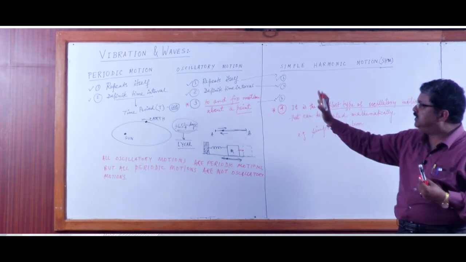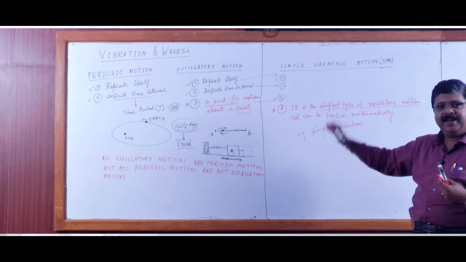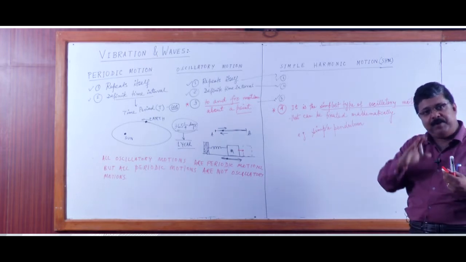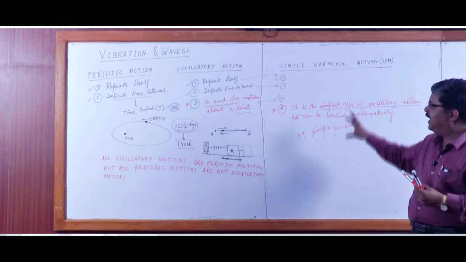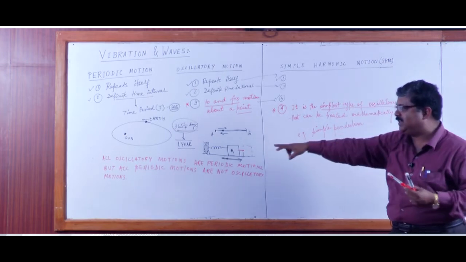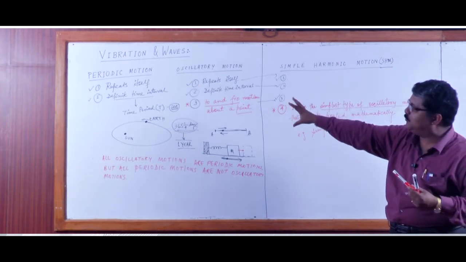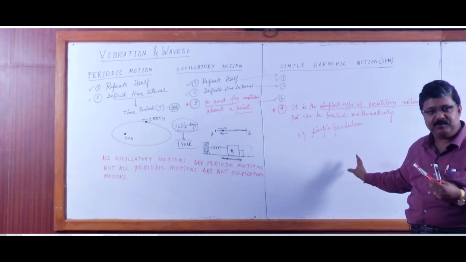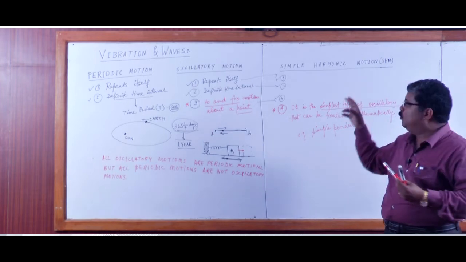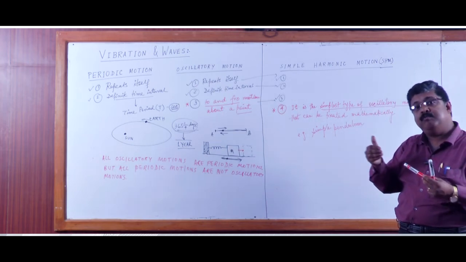So from this discussion we understand what is periodic motion, what is oscillatory motion, and what is simple harmonic motion. And when I conclude this part of my lecture, I just want to say that all SHMs, all simple harmonic motions, are oscillatory motions, but all oscillatory motions are not simple harmonic motions. In the next lecture, we shall concentrate on simple harmonic motion and we shall get into more details on this particular type of motion.